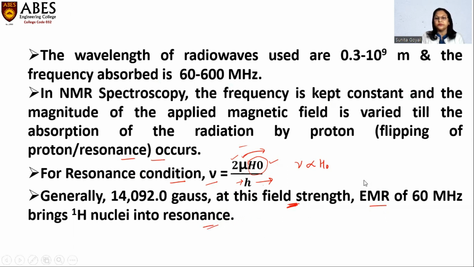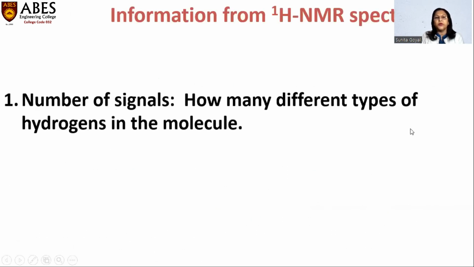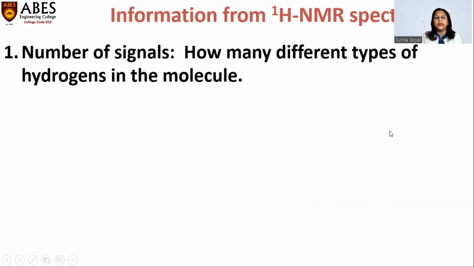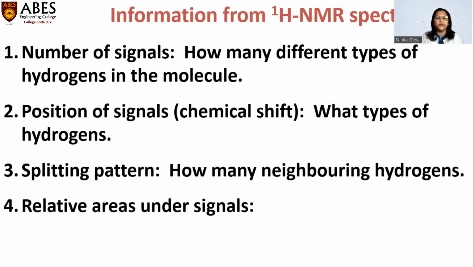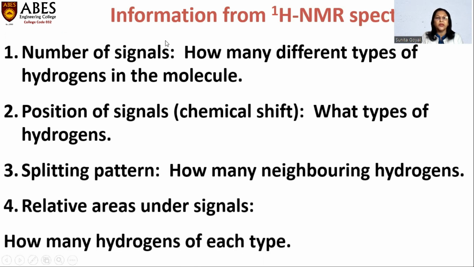So, what type of information will we get by doing this NMR spectroscopy? There are 4 types of information we can get through which we can determine the structure of our molecule. Number 1, number of signals. Number 2, position of signals. Number 3, splitting pattern. And number 4, relative areas under signals. These 4 types of information tell us about the whole framework of our molecule's structure.